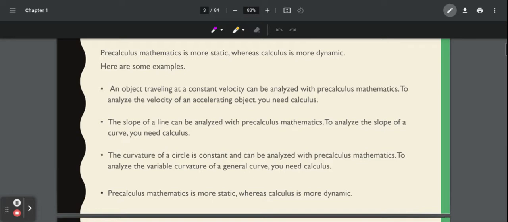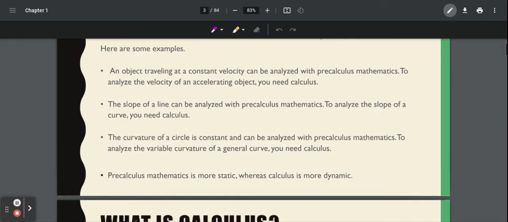So some examples would be that an object traveling at a constant velocity could be analyzed with pre-calc. And then to analyze the velocity of an accelerating object, you need calculus. So, in pre-calc, we would say, okay, the velocity is constant, so we don't have to worry about the velocity or the speed of the object changing. Where in calculus, we're going to be able to analyze an object with a changing velocity or a changing speed.